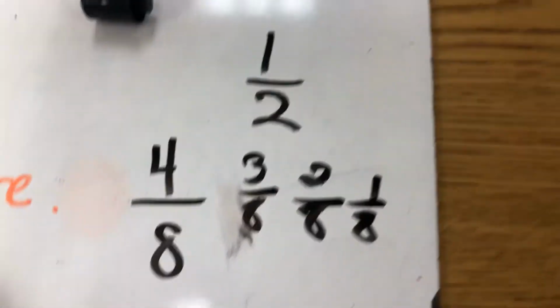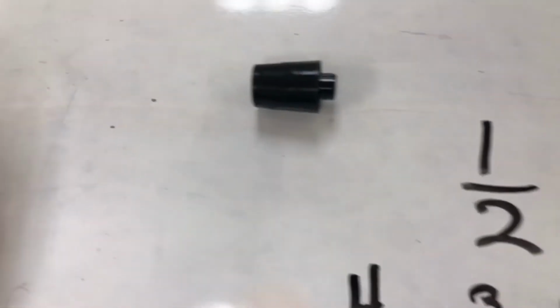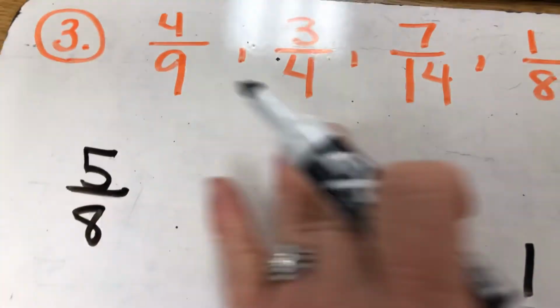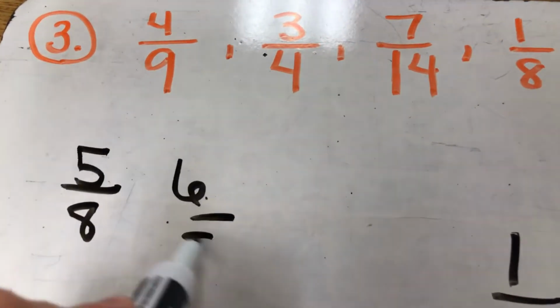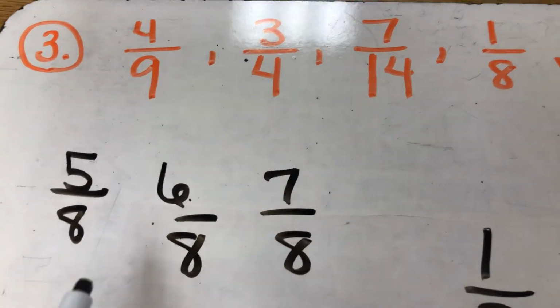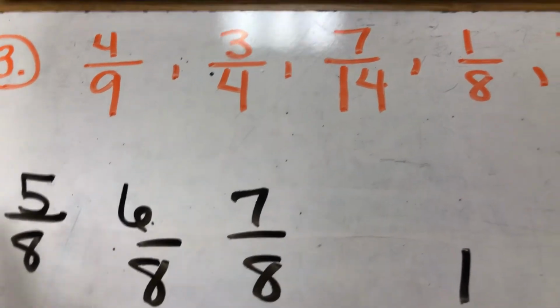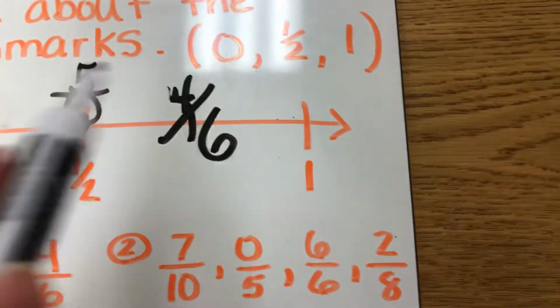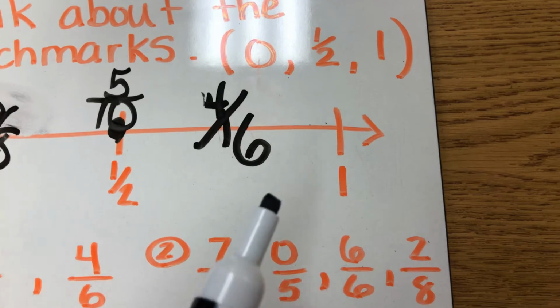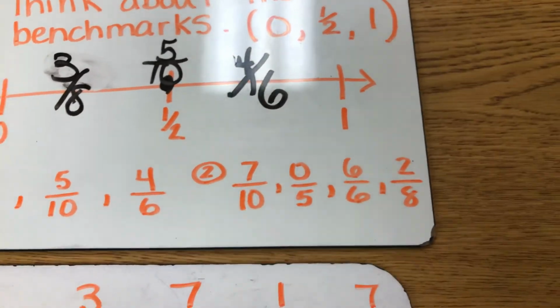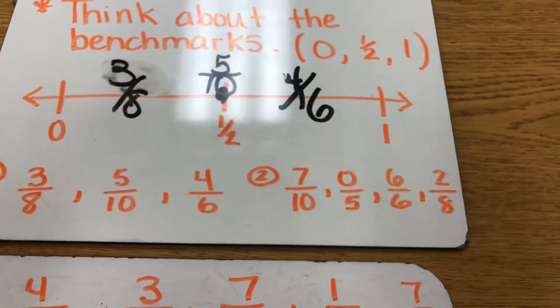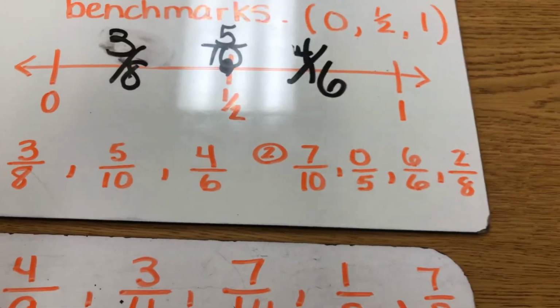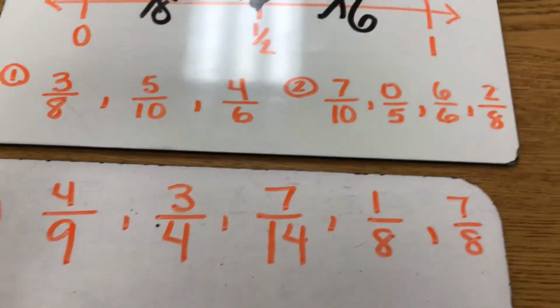And then your other fractions are going to be like 5/8, 6/8, 7/8. Those are all greater than a half. So any of those would fall between the half and the whole mark. So you can just kind of plug them in. We don't really have to have them evenly distributed. We're just trying to find out if they're less than half or greater than half at this point.